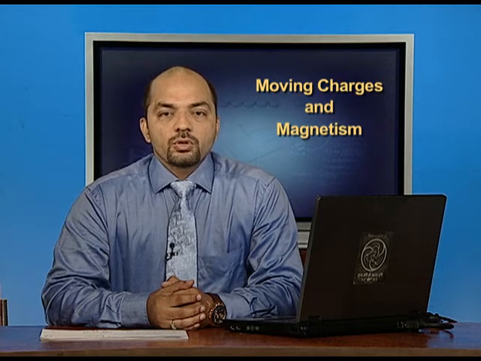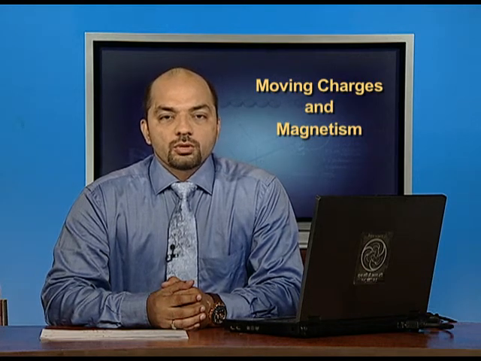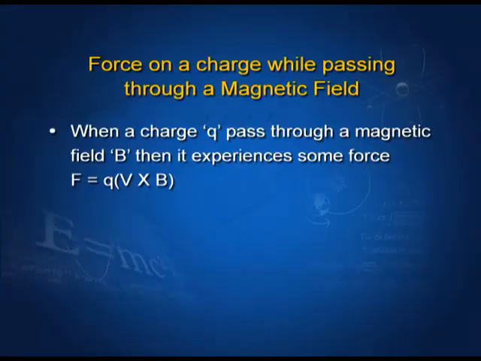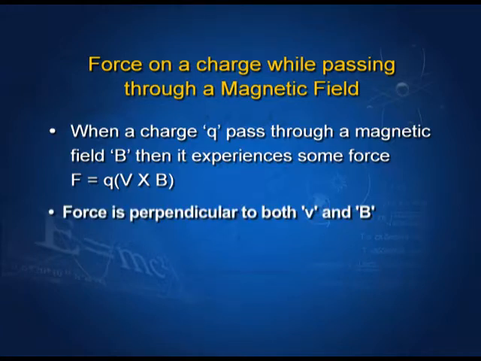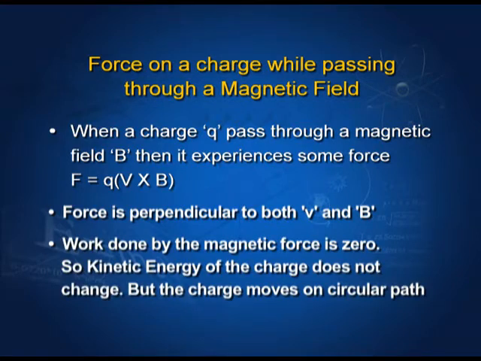Let's begin with the force on a charged particle passing through the magnetic field. When a charged particle Q passes through a magnetic field B, it experiences a force F equals Q V cross B. This force is perpendicular to both the velocity V and the magnetic field B. So we can say the work done by the magnetic force will be 0. As the work done is 0, by the work energy theorem, the kinetic energy of the charged particle does not change.